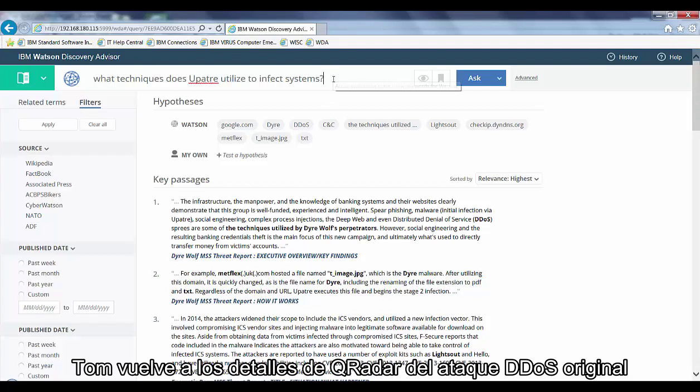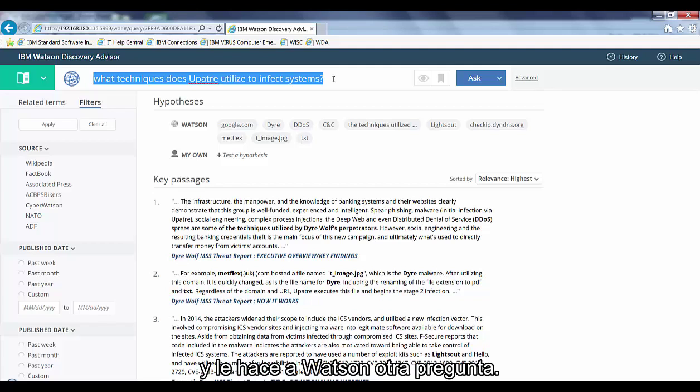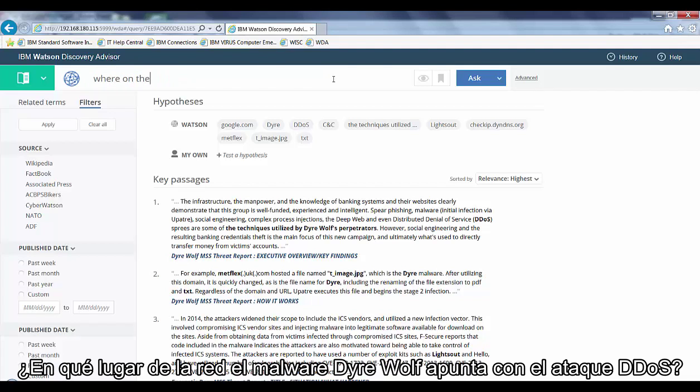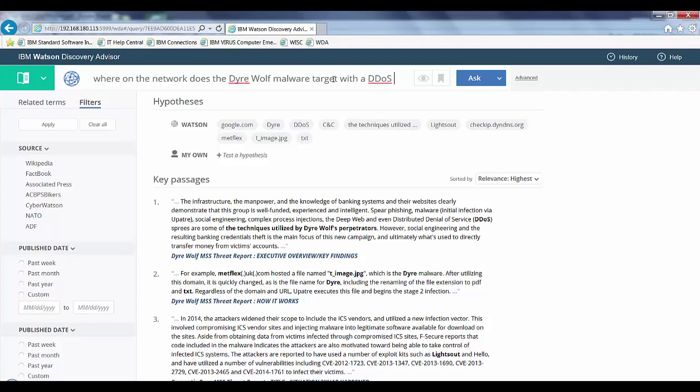Tom refers back to the original DDoS offense details from QRadar and asks Watson another question. Where on the network does the direwolf malware target with a DDoS attack?